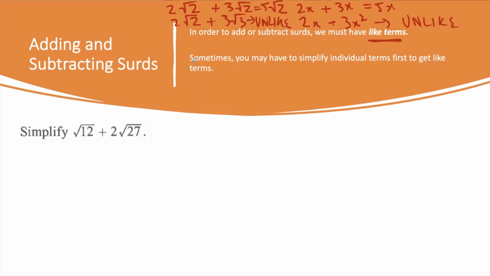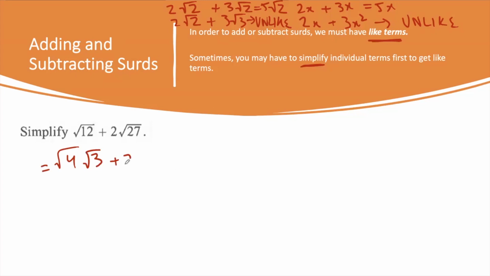Now, the other note says, sometimes you may have to simplify individual terms first to get like terms. All right, so now to the example. Simplify root 12 plus 2 root 27. Remember, the first step towards simplification is to find the largest perfect square number that goes into the number under the root. So the largest square number that goes into 12 is 4, and 12 is 4 times 3. So I can write root 12 as root 4 times root 3.